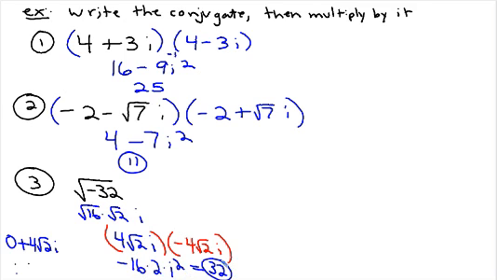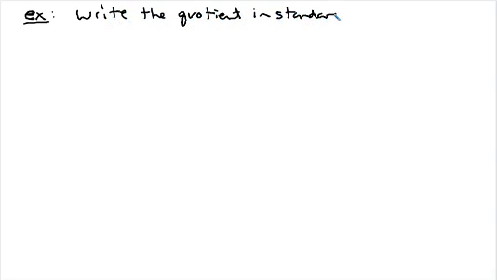All right? Now, there's a couple other things that they're going to ask you to do, and these next problems really tell you why we're doing this. The reason we need to learn this technique is because we don't like having an i in the denominator. So if they tell you to write the quotient in standard form, and they give you a fraction like this, 5 over 3 plus 2i.